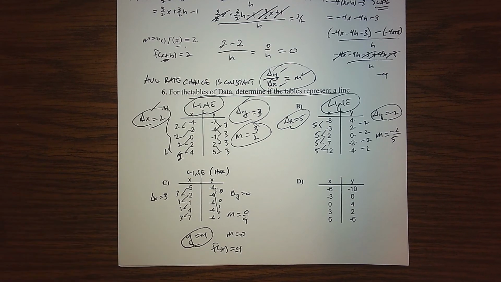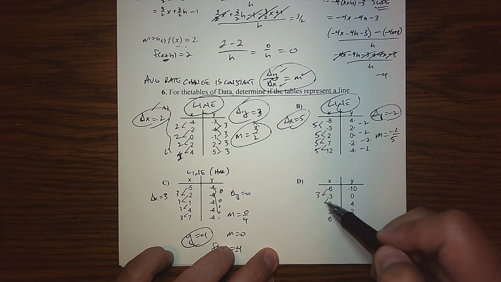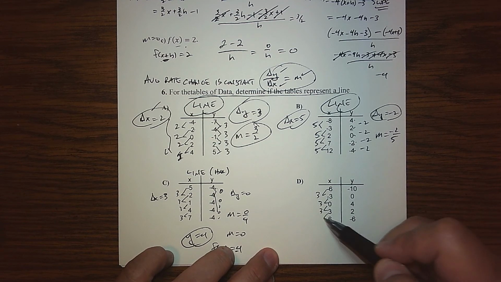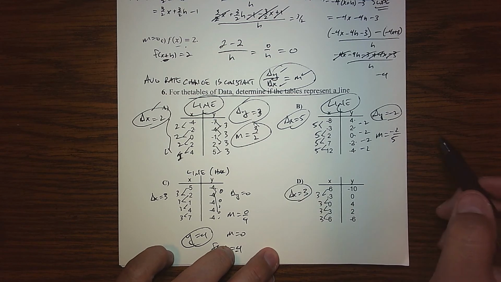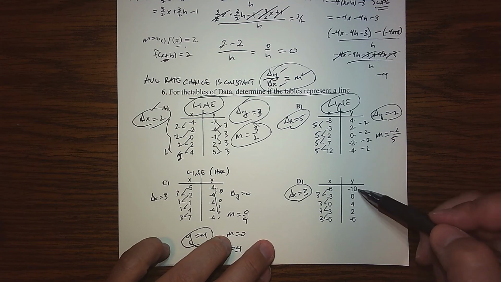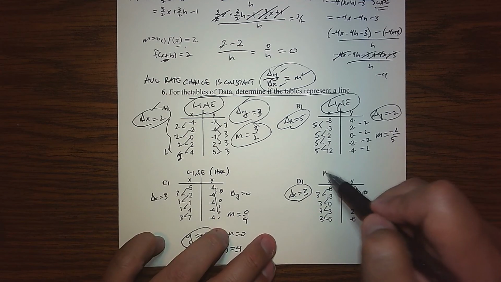Everything seems linear. So the next one, we have a change in x of 3, a change of 3, a change of 3, and a change of 3. So in this data set, delta x is 3. So far so good. -10 to 0 is a step of 10. 0 to 4 is a step of 4. So I already know that this is not a line.